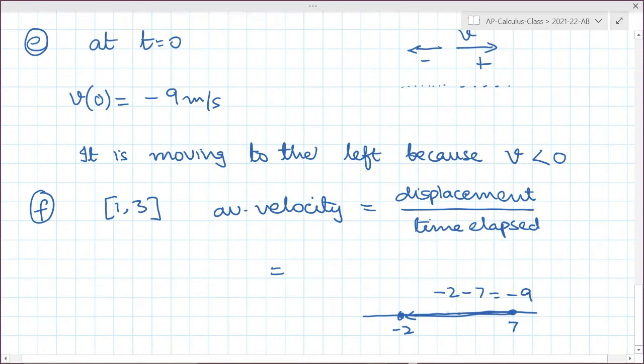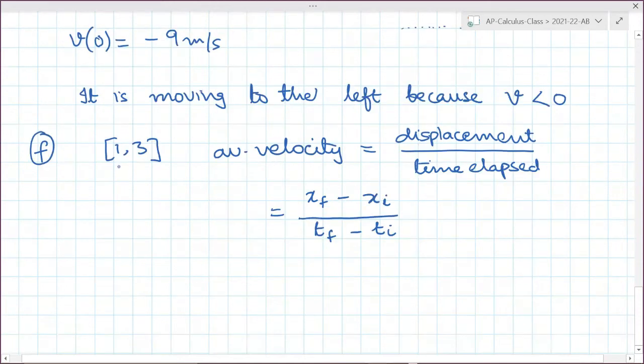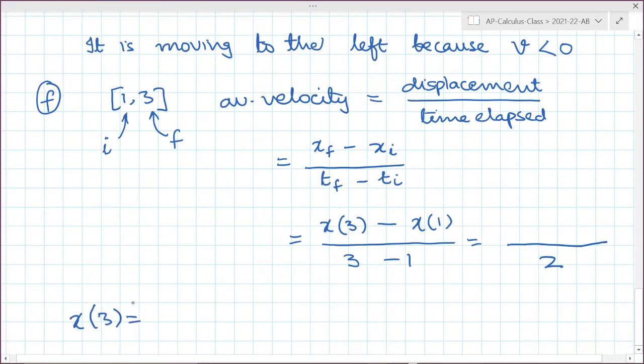It's telling you 9 units move to the left. So you can say final position x final minus x initial over time final minus time initial. This is the initial time and this is the final time, right? 1 second and 3 seconds. X at 3 seconds, whatever is your position at 3, that is the final position. Minus, what's the initial position? X at 1. X of 3, we plug in 3 into this position.